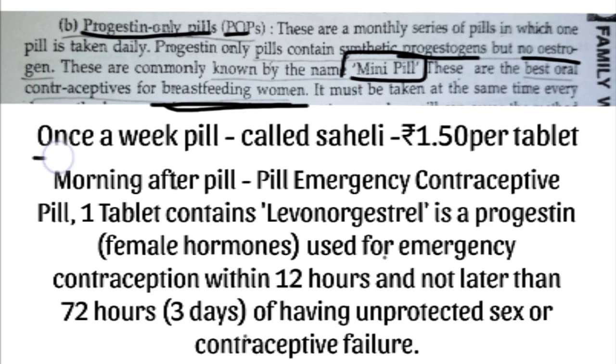And next, the once a week pill. This pill is taken once in a week, like every Monday or every Tuesday. And this tablet is also known as Saheli in general pharmacies or community stores. This tablet is available at 1.5 rupees per tablet.